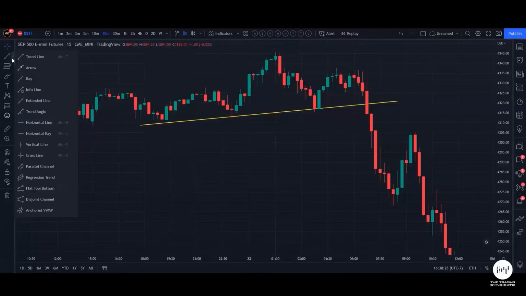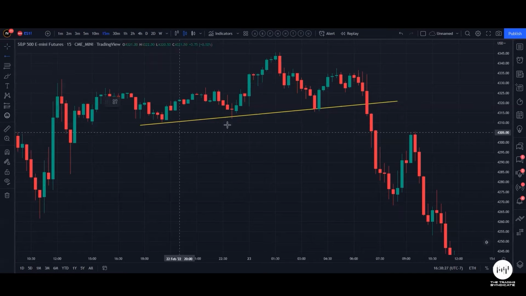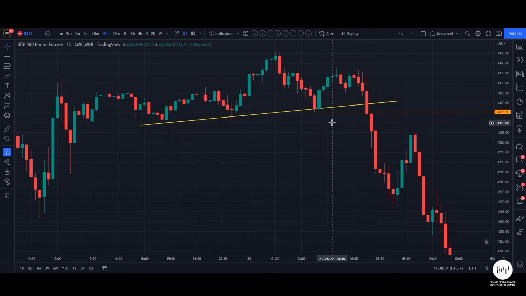Now, where we're going to set that entry point is, take your horizontal ray tool. We're going to use the most recent touch along the neckline. And if we get a candlestick close beneath this level, we're going to go ahead and enter a short position with a stop loss at the high of the right shoulder, which is at this level right here.